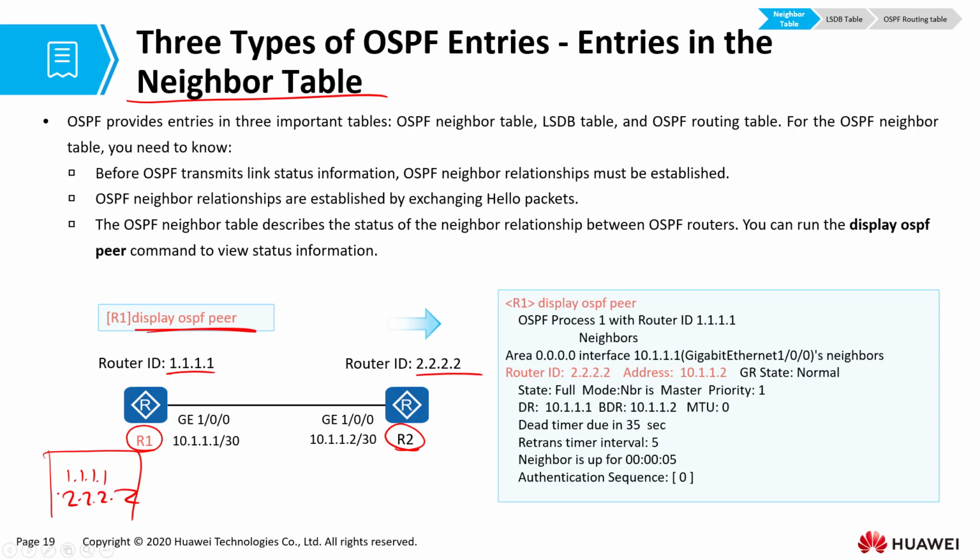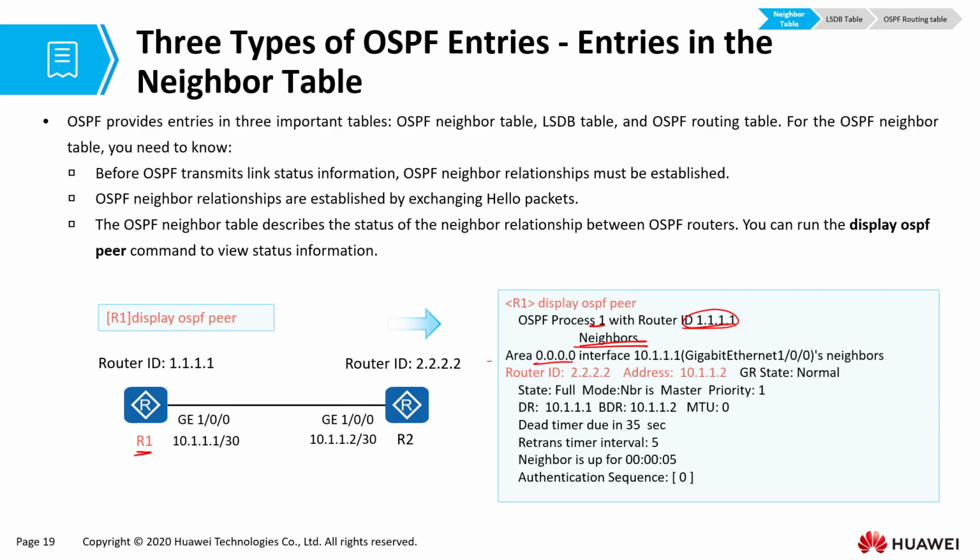When you run the command display ospf peer, for example, on R1, you will see OSPF process 1, and this is R1's router ID, and neighbors is a heading. So in area 0, at that interface, we have neighbor router 2.2.2.2, and the address at router 2.2.2.2 that is connecting to us is that one. You can see there is a lot of detailed information, some of which we shall make sense of as we go on.